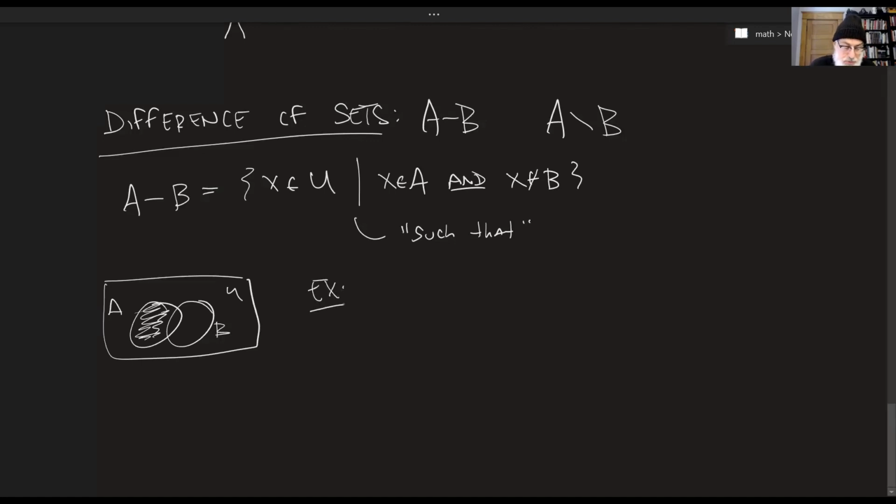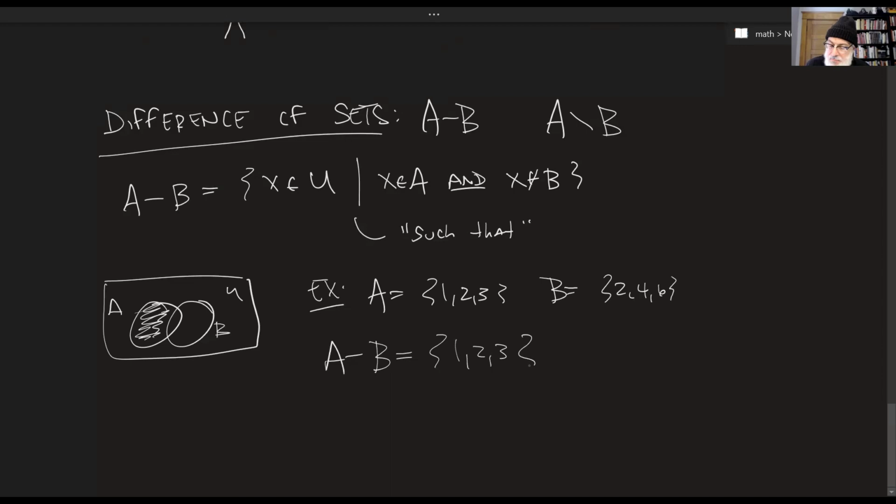So let's do an example. We'll have A equal 1, 2, 3 again, and B equals 2, 4, 6. So A not B. One way you can do this really simply is to write down everything that's in A and then erase everything that you see that's in B. So if I wrote 1, 2, and 3, that's what's in A. Now I have to get rid of 2 because 2 is in B. I can't use that. 4 is not in there, 6 is not in there. So A not B is just the set that has 1 and 3.